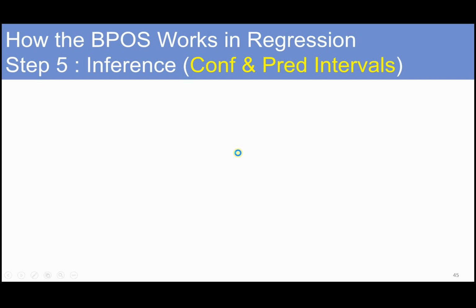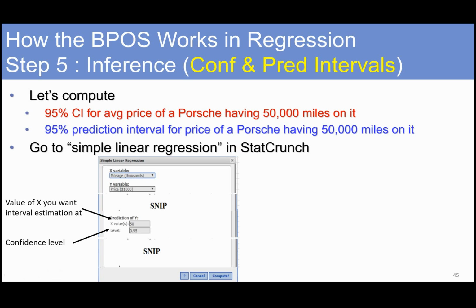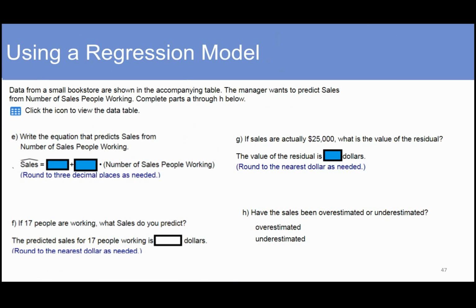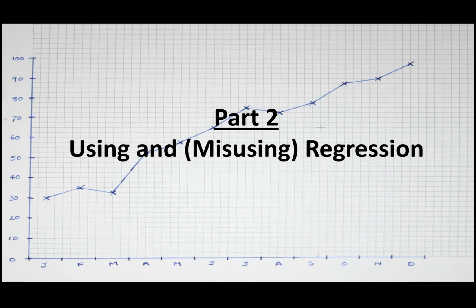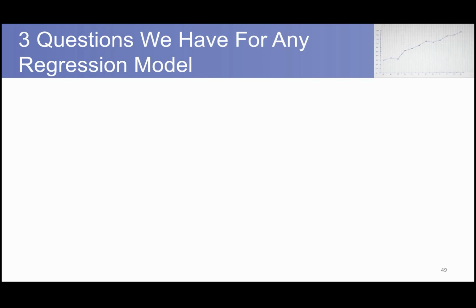So I'm not going to go through this one problem. We probably won't have time, because I want to talk a little bit about using and misusing regression, okay? So the first thing I want to talk about is that when we do a regression model, we have to look at three things. First, is it valid? In other words, is it even okay for you to do regression? Which is another way of saying, have I satisfied the assumptions, okay?